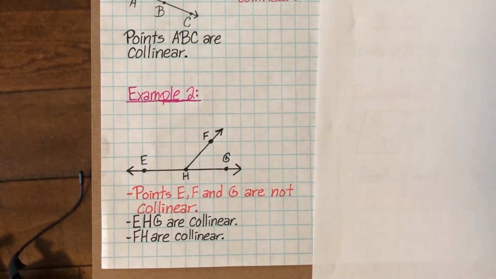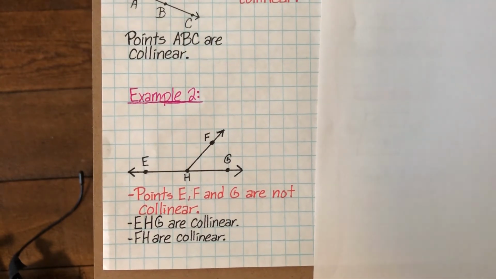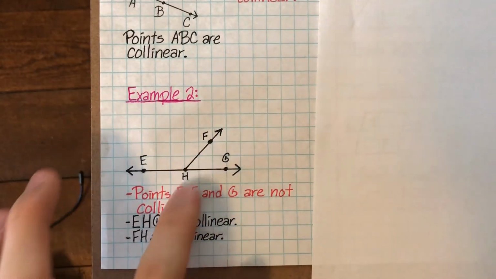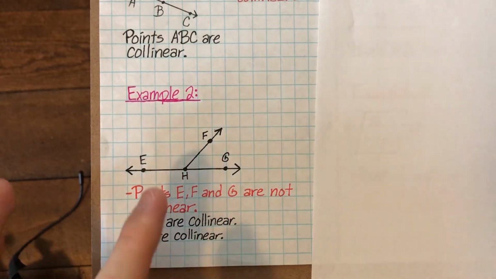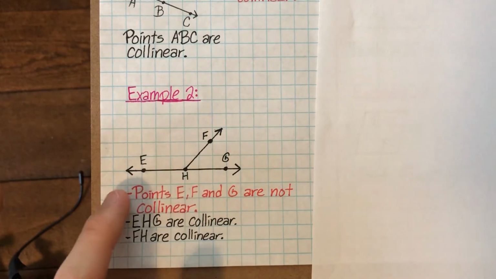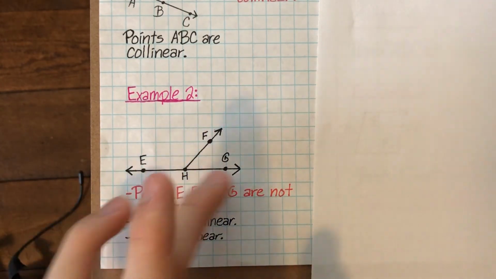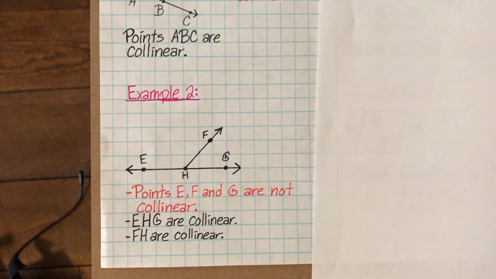And I also do believe that F and H are collinear as well, just because they're on the same ray technically, but not the same as E and G. However, H is collinear with E and G, just E and G are not collinear with F because they're not on the same line.